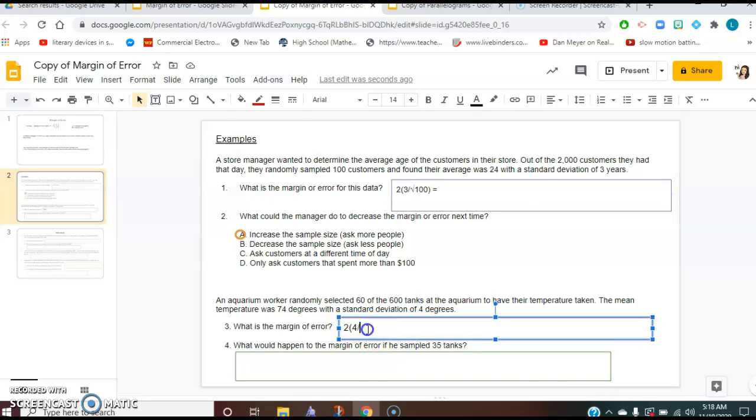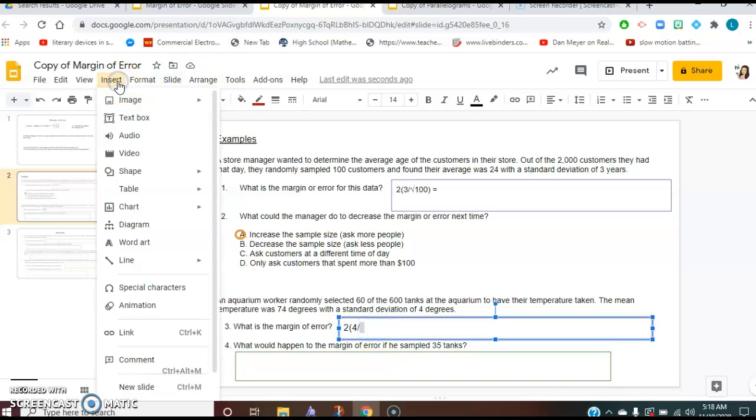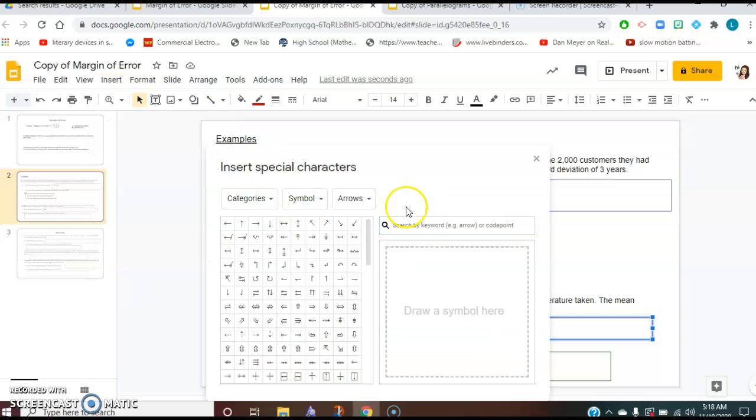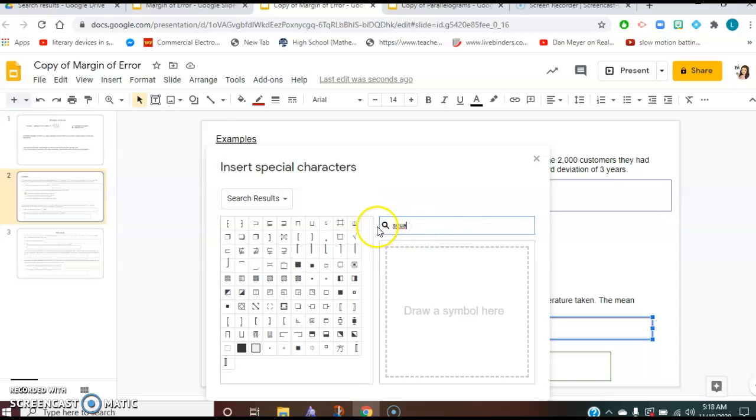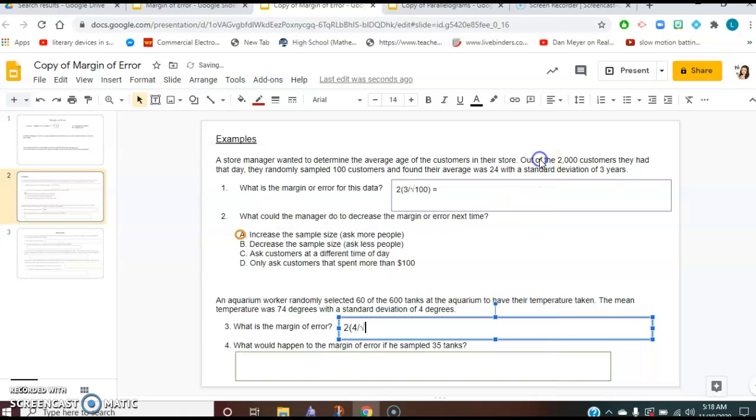I was going to be able to just quickly copy and paste that, but that didn't work. The square root of 60. Type that in the calculator, figure out what that equals.